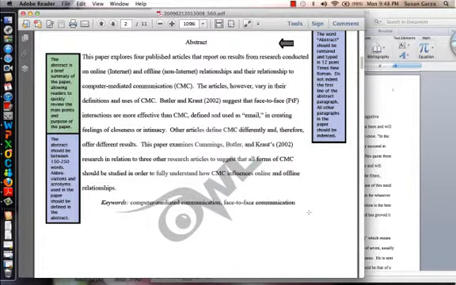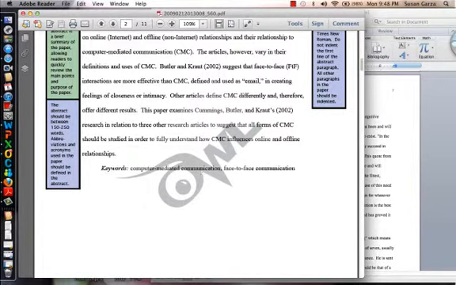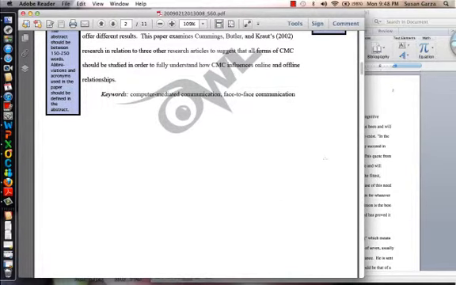So this would be just your most important words, the words that you use the most in the paper. You can see here they've got 2. 2's enough. 2, 3, 4, 5. You don't want to have too many.